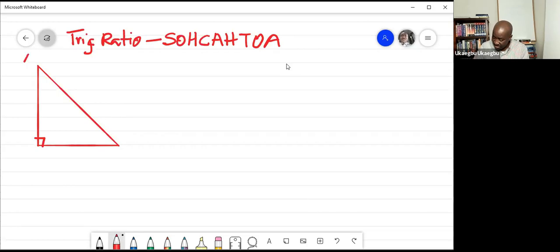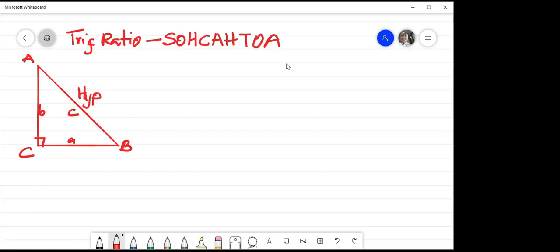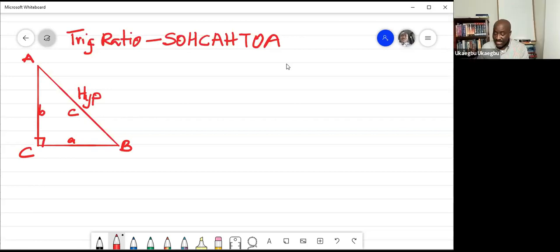I can label it A, B, and C. This is my small a, this is my small b, and this is my small c. Now the side that is facing the 90 degree has a special name. What do you call it? It has a name. It starts with H. Hypotenuse. Yes, hypotenuse.